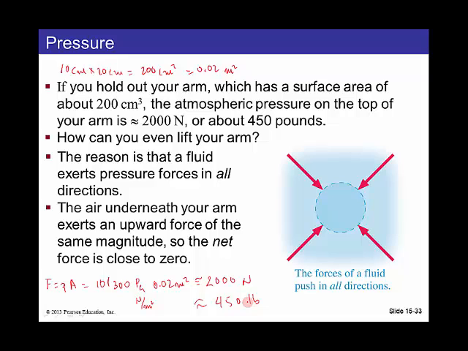So why isn't your arm being crushed? Well, because the pressure is exerted in all directions. So if this is your arm here, right, there is the pressure, the force due to the air on top of your arm, but then there is the same pressure at the bottom, and these two cancel out. So that's why you really are not holding that much weight. Your body is used to this pressure, and these two pressures are canceling out, so the net force is close to zero.